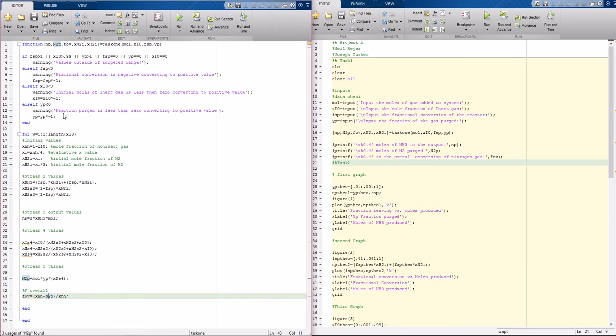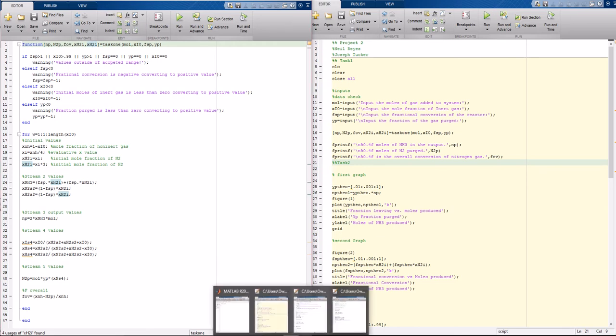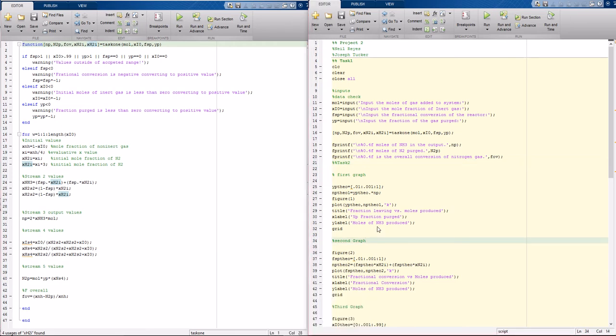What it's going to pass back is the moles of ammonia produced. It's going to pass back the nitrogen purged. It's going to pass back the overall conversion of nitrogen, and then it's going to pass back a variable of nitrogen initial and hydrogen initial, which is what you're going to need later on in the code. Now, after this, the code is going to come back to the main script over here.